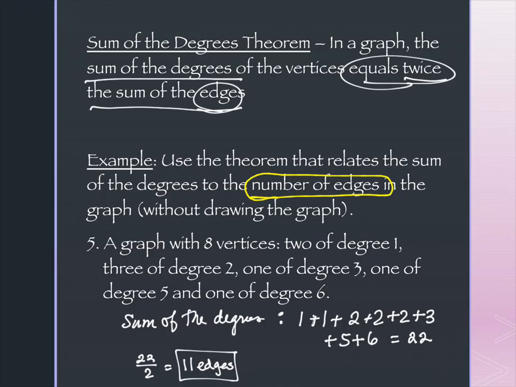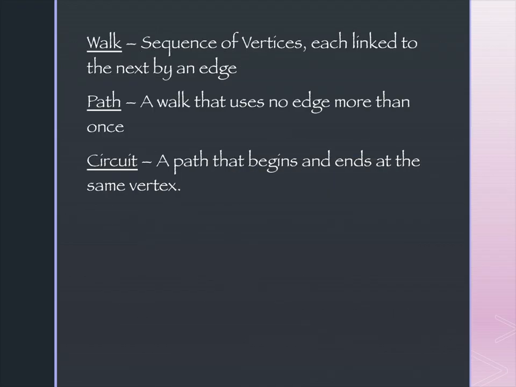Okay, a little bit more terminology. These are ones that get a little confusing, especially the first 2. We have walk, path, and circuit. A walk is a sequence of vertices, each linked to the next by an edge. A path is a walk that uses no edge more than once. And a circuit is a path that begins and ends at the same vertex.